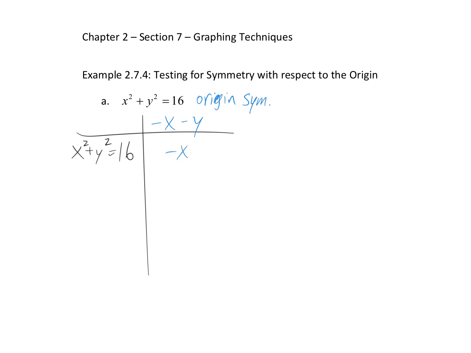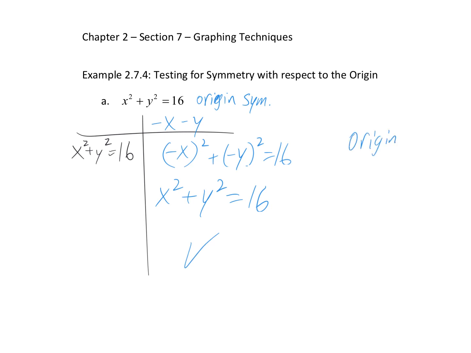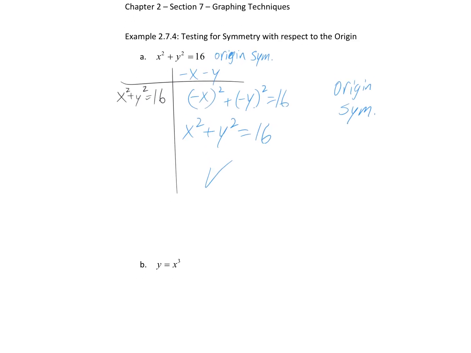And so when we plug this in, negative x squared plus negative y squared equals 16, and you just get, oh, this is still just x squared plus y squared equals 16. And this is the same. So this one has origin symmetry. Okay. And it really is that simple. It is just like plug the negatives in, see if they cancel out. If they don't cancel out, it's not going to work. Okay. All right. We got a couple of examples here. So let's take a look at the next one.